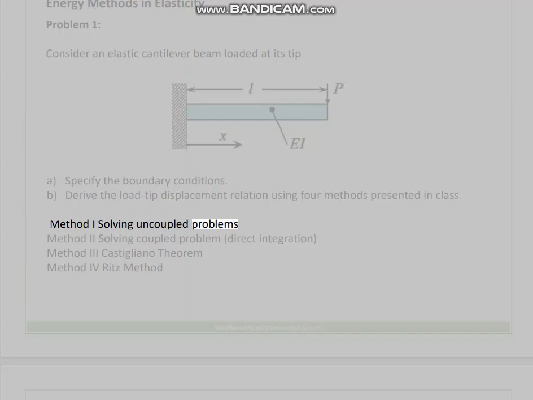Method 1: solving uncoupled problems. Method 2: solving the coupled problem by direct integration. Method 3: Castigliano's theorem. Method 4: the Ritz method.